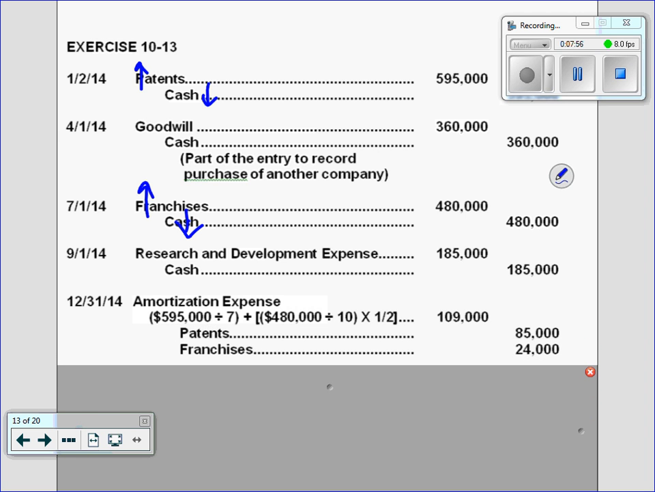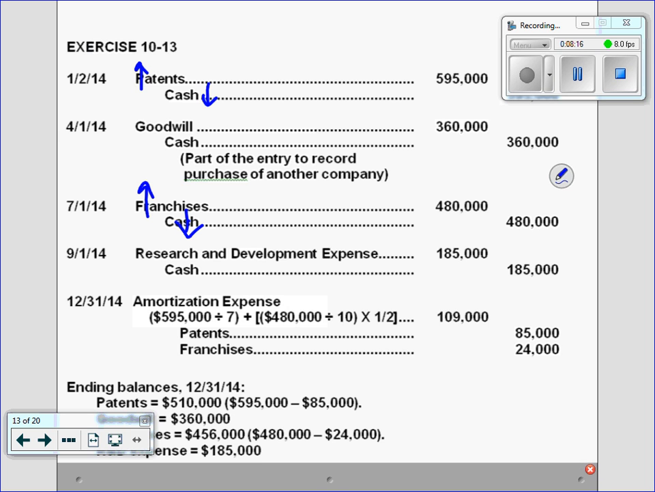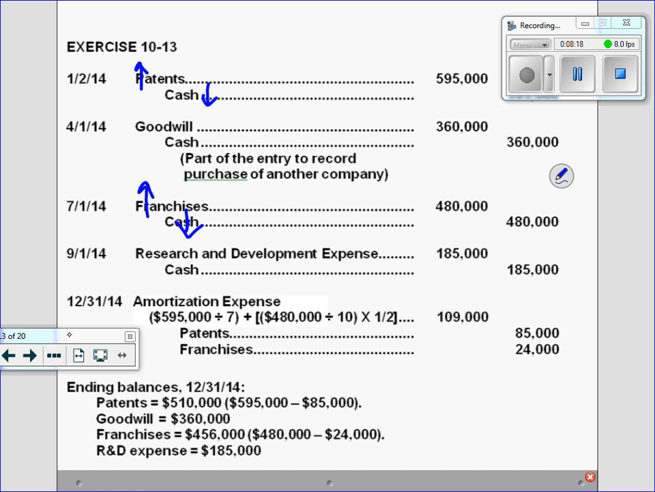Then they ask you to prepare the entries to buy these intangibles. All costs were cash, but then make the adjusting entries, recording any necessary amortization. They show you how they got all the numbers.